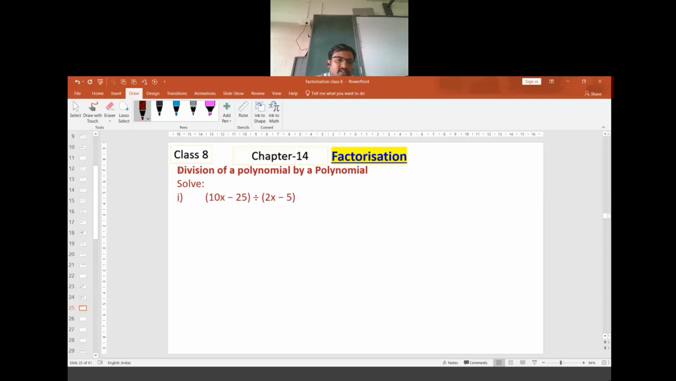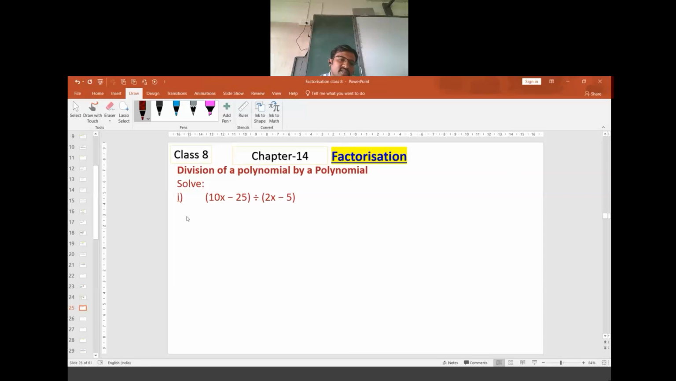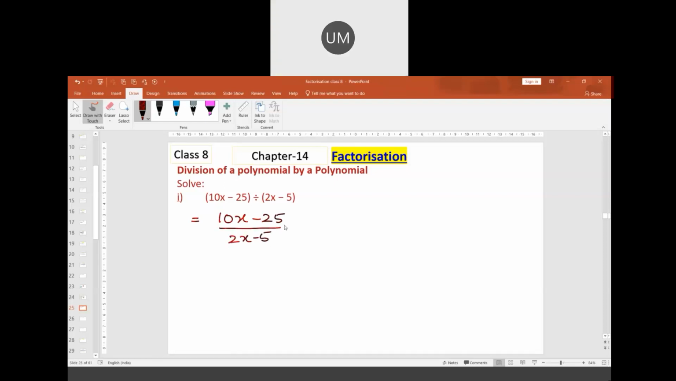Okay, sir. We have different questions here. You have to divide a polynomial by another polynomial. Both are binomials here. How do we divide this? First we should divide by 2x, 10x and 25x. Again we should divide by 5x. No, sir, you have to divide together. If we take 5 common, it should be multiplied to both terms. Divided by 2x, 25 divided by 5.